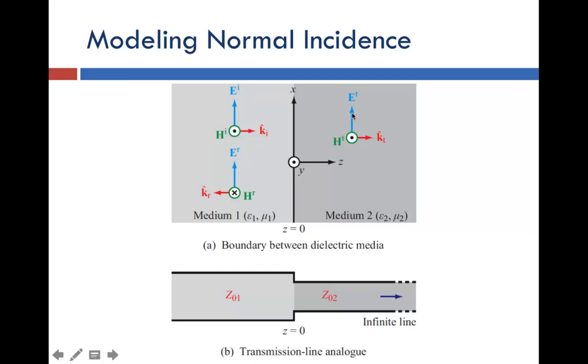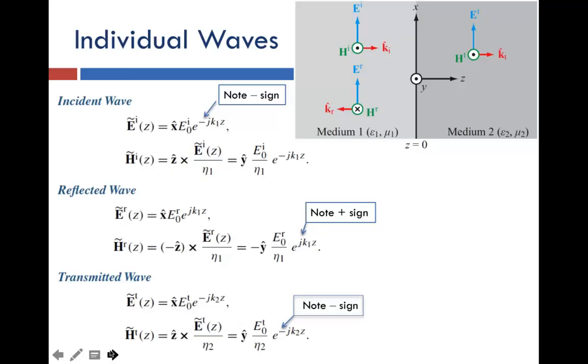Now the transmitted wave will have the same vector directions for E, H, and k, but the reflected wave, because we're now traveling in the negative k direction, because of the relationship k cross E has got to equal H, the direction of the reflected H field has to shift in order to satisfy the boundary conditions. So each wave can be modeled.